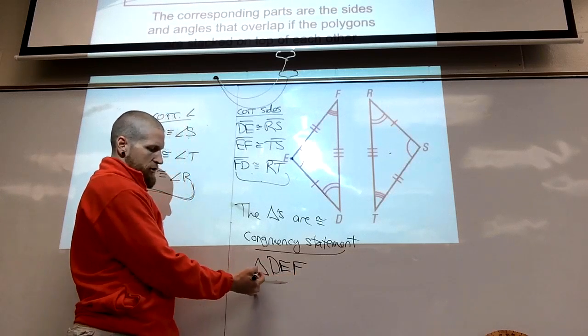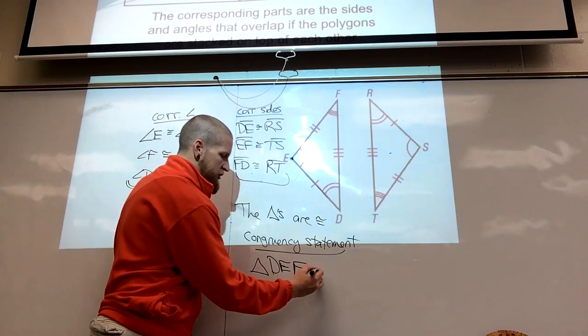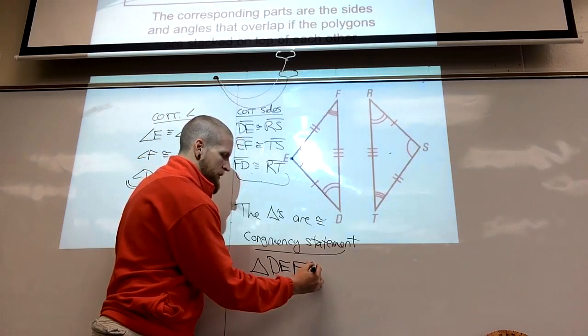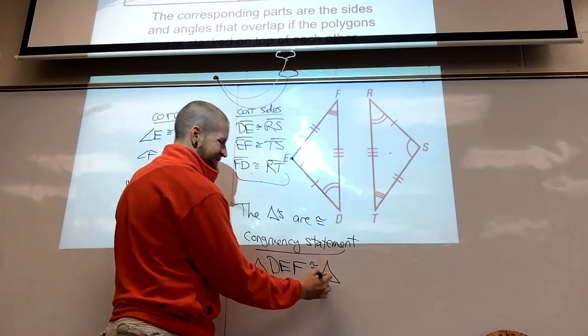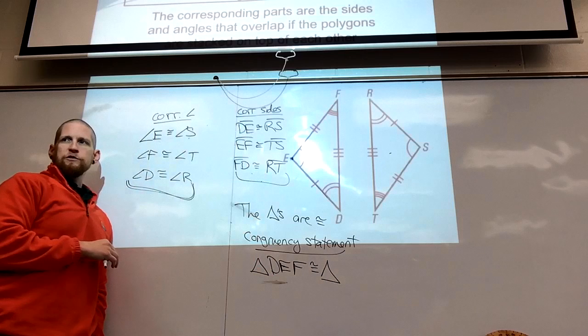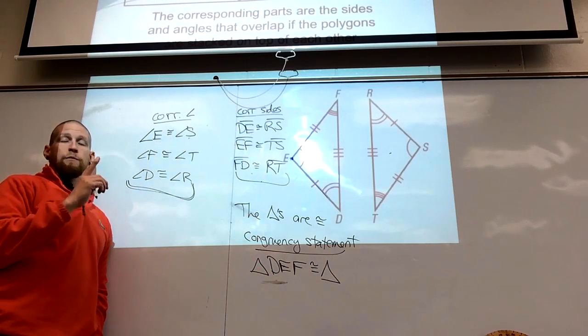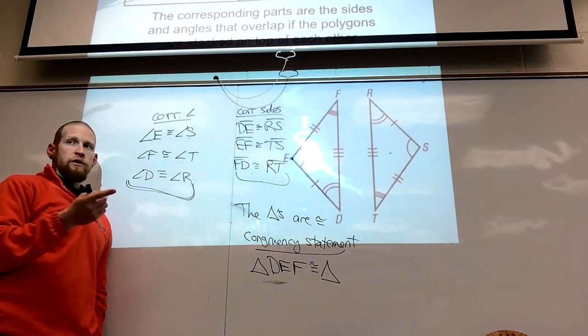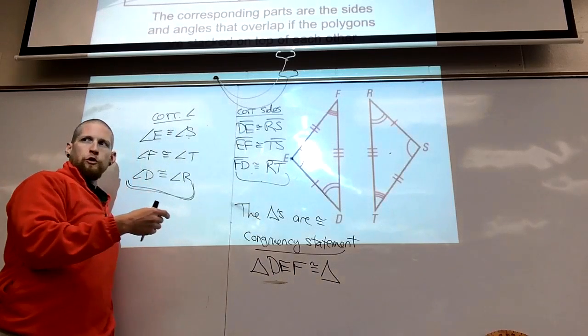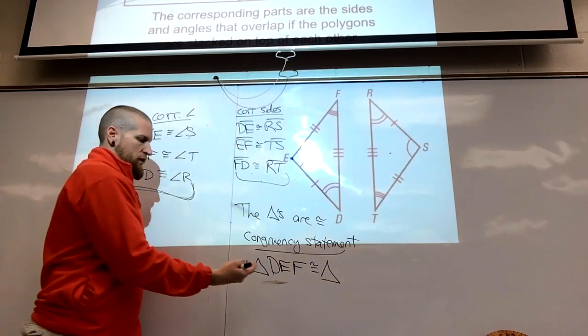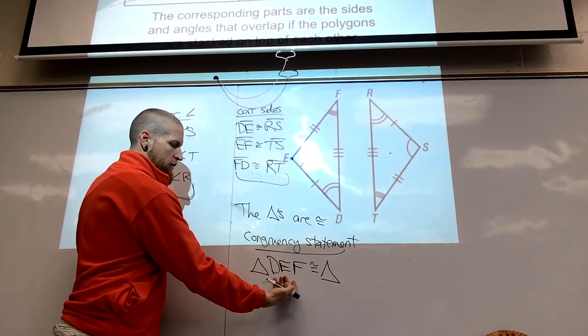If it's a triangle, you put a little triangle in front. Any other shape, you don't need a little symbol. Then a little congruency mark, and then you put the other triangle it's congruent to. But when you write this one out, the letters have to match up correspondingly to what's here.